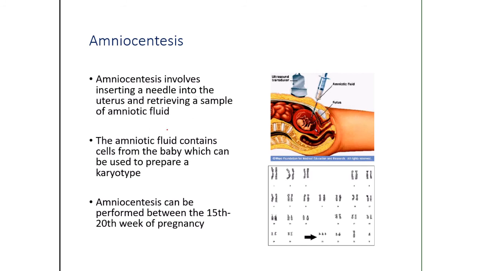So the amniotic fluid contains cells from the baby. So if you take a sample of the amniotic fluid, then you can harness the baby cells and perform a karyotype at about the 15th to 20th week of pregnancy, and based on the analysis that would give you information about the baby. So in this case, it shows that there's an extra chromosome over here.